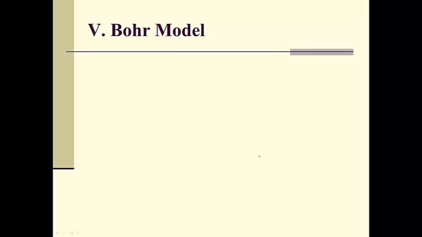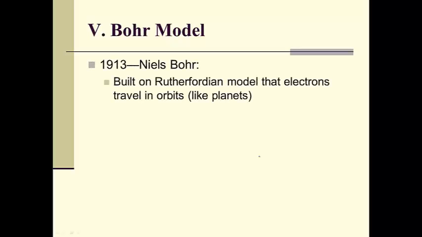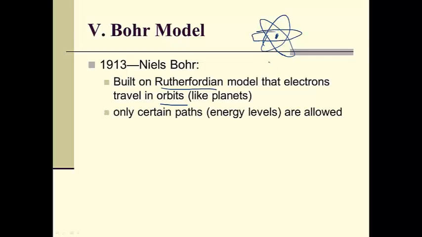Well, a guy named Niels Bohr came along and built on the idea of Rutherford's model that the electrons travel in orbits like planets. Remember, you had the nucleus, and then electrons going around like that. But what Bohr said was that only certain energy levels are allowed. So the electron cannot exist in between here. It had to be here. It couldn't exist between energy levels. It had to exist only at a specific energy level.